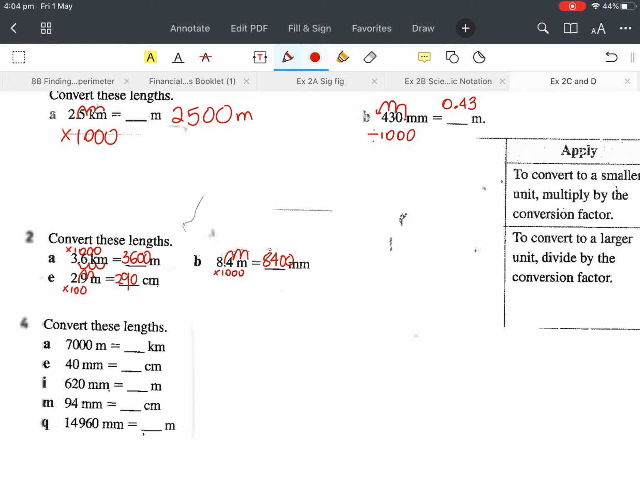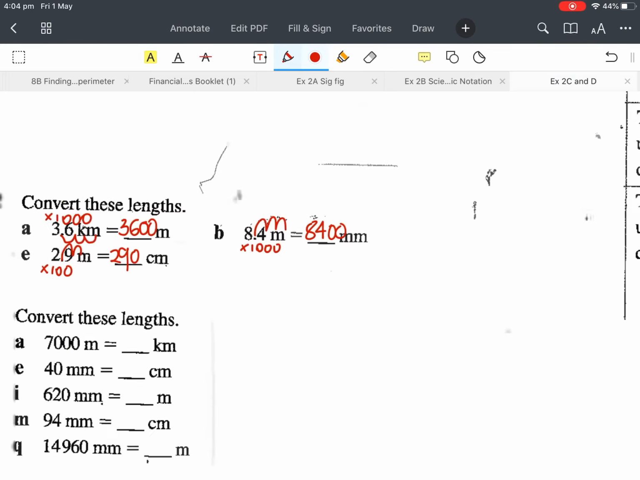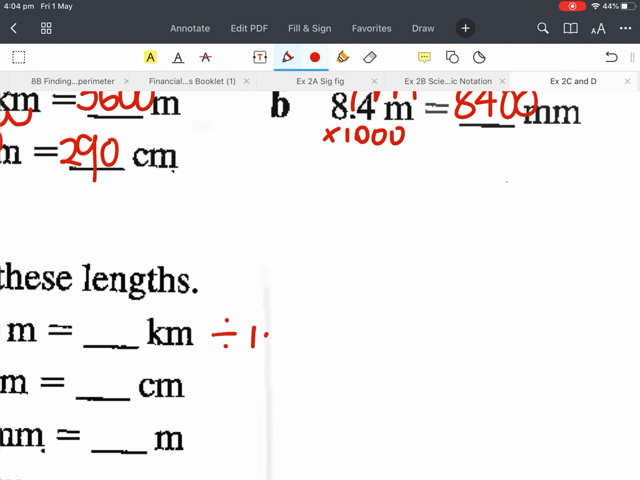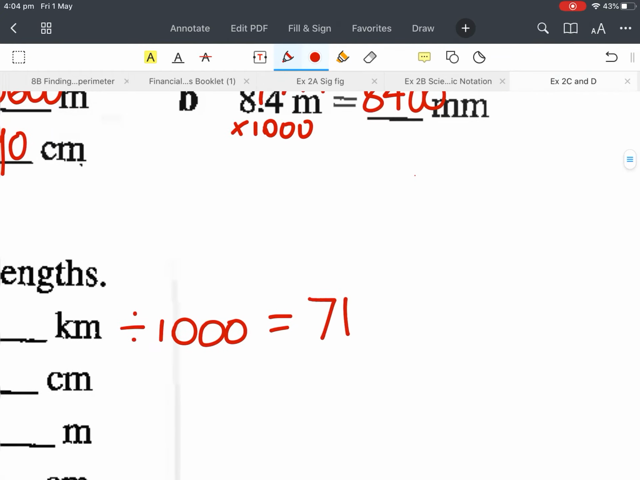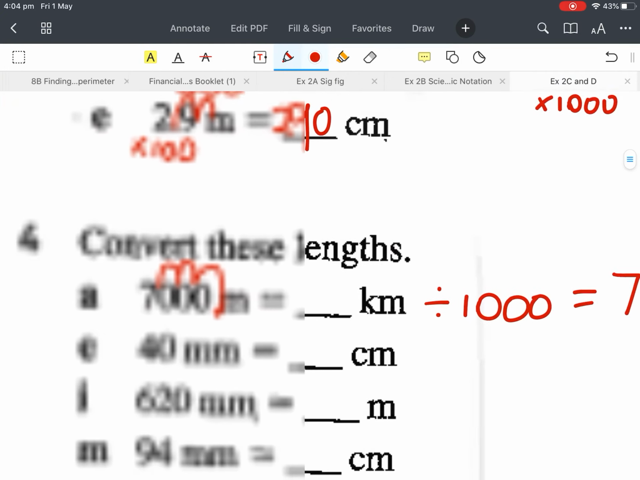There are 1,000 metres in a kilometre, so that means I'm going to go towards the left. So for this one, I'm going to divide by 1,000. So if I divide by 1,000, that means I'm going to start here and I'm going to jump 1, 2, 3. So that means there are 7 kilometres. If you can do this in your head, do it.